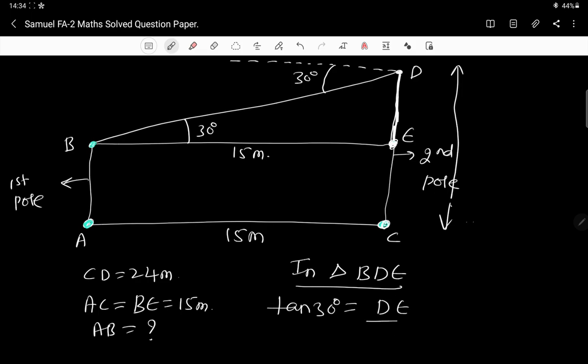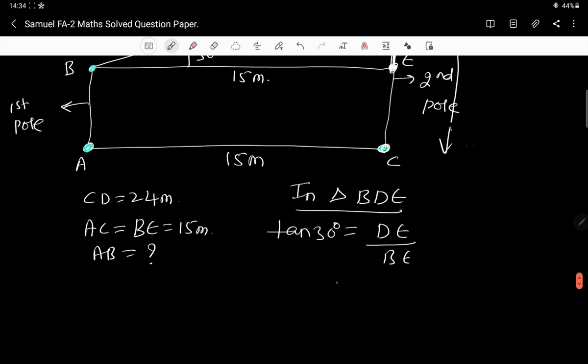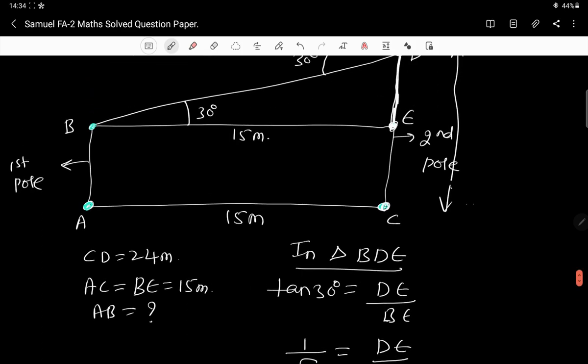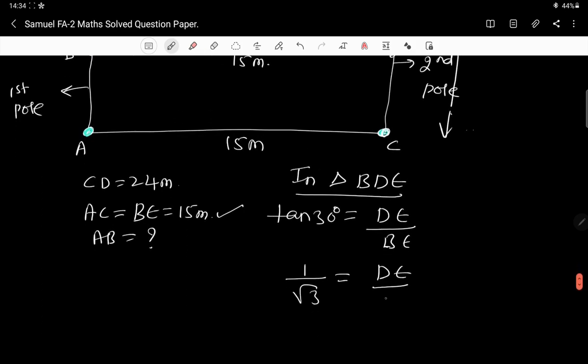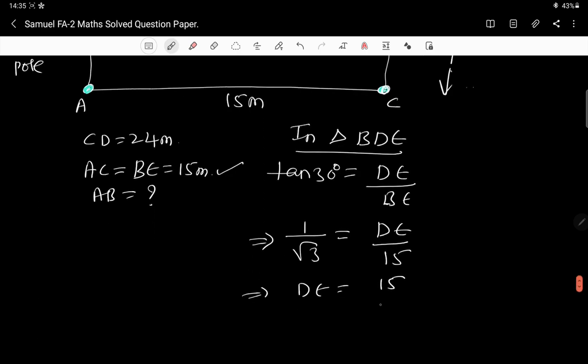It becomes DE divided by BE, right? Opposite divided by adjacent. DE divided by BE it becomes, and tan 30, this is B, okay? So tan 30 is 1 by root 3, then DE divided by this BE, BE is like 15 meter, look at this 15, then I'm going to have this DE, so DE is equal to how much it becomes? It becomes 15 divided by root 3 meter, alright?